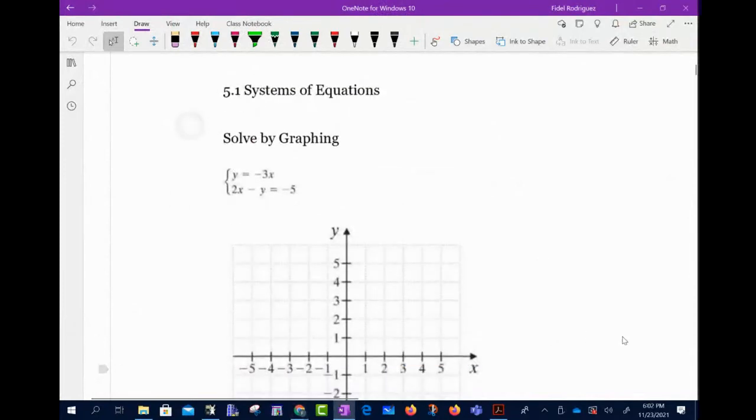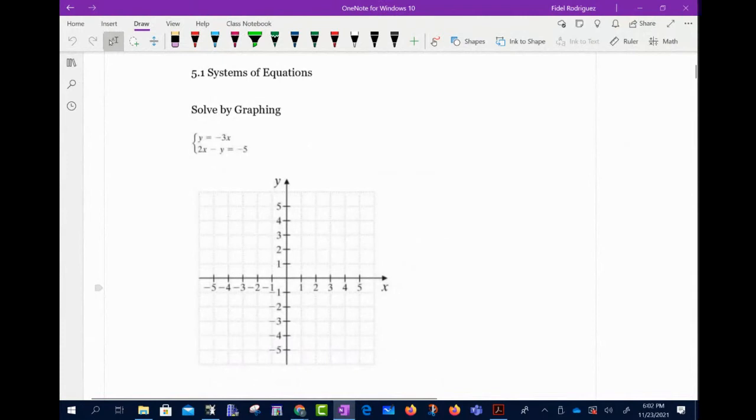There we go. Okay, so chapter 5 deals with systems of equations, and we're going to figure out how to solve these things and basically what they mean. So let me go through the first problem. Let's see if we can make sense out of this. See if I can get my pen to work.